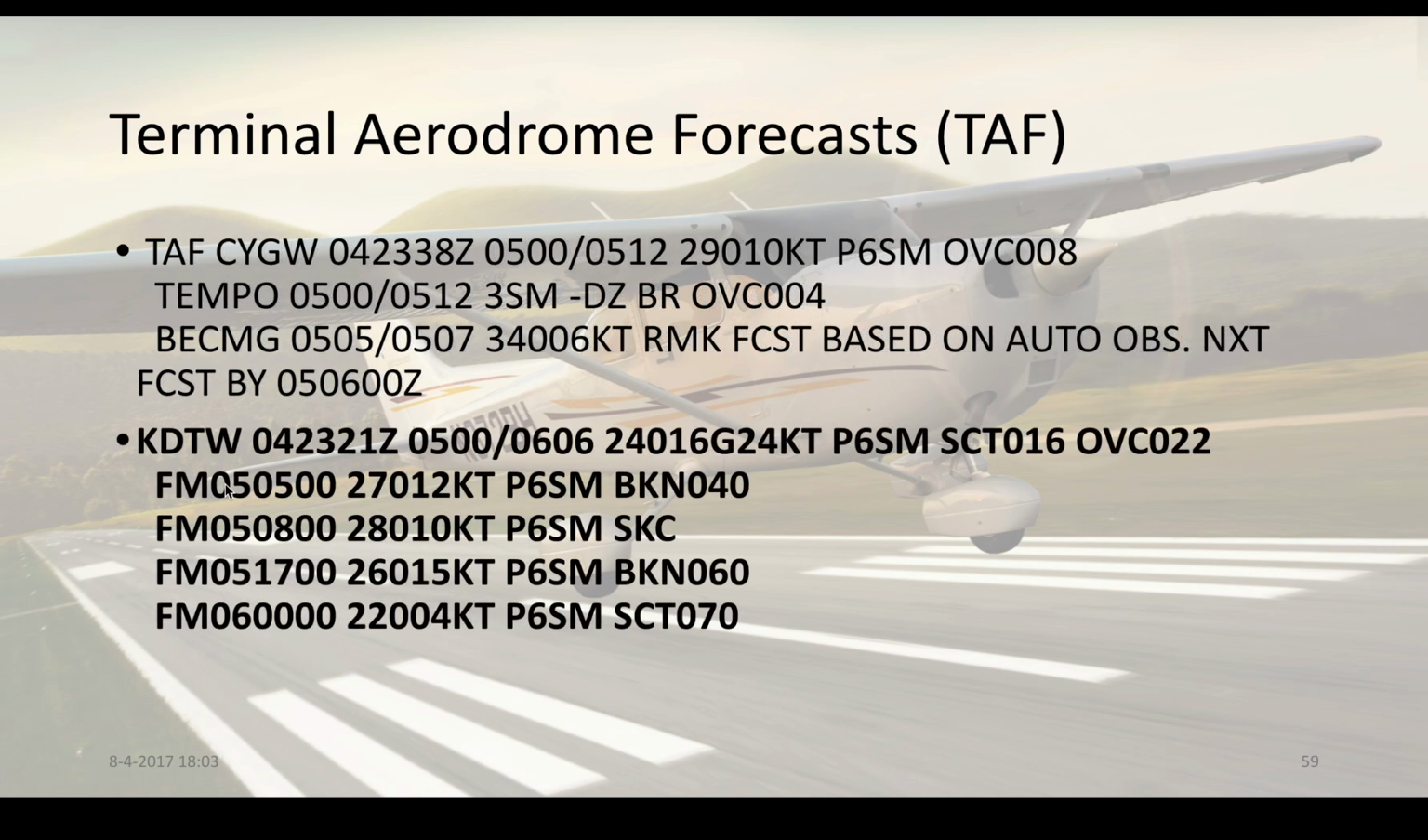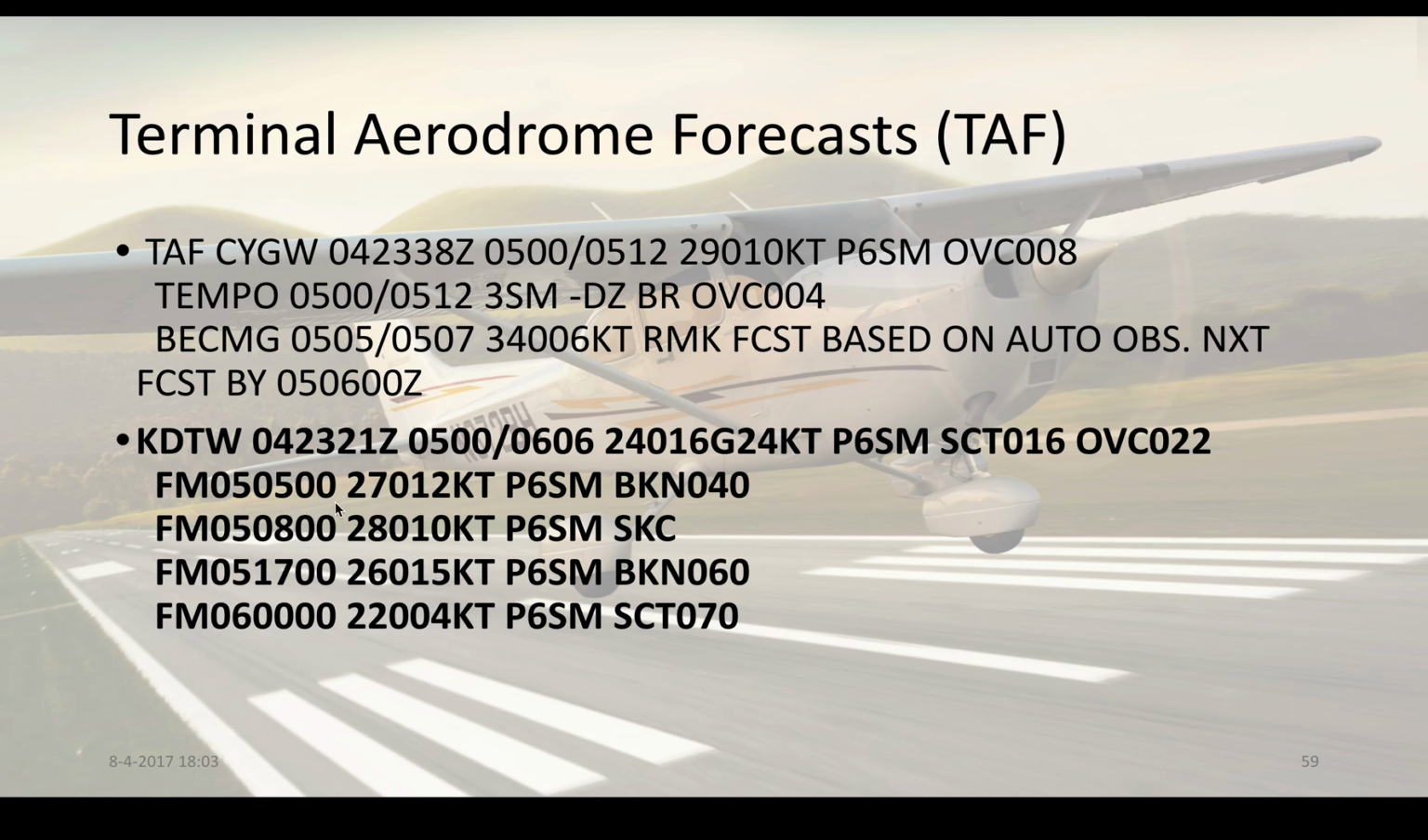Now, this one down here is a little more standard. That's kind of a wacky one up there. I don't know why we started with that one. But this is from Detroit Western. It was issued on the 4th day at 23:21 Zulu. It's from the 5th day at 0 Zulu to the 6th day at 0600 Zulu. So this one spans about 30 hours. Winds 240 at 16, gusting 24, better than 6 miles visibility. Scattered clouds 1600, overcast 2200. Just like the METAR.